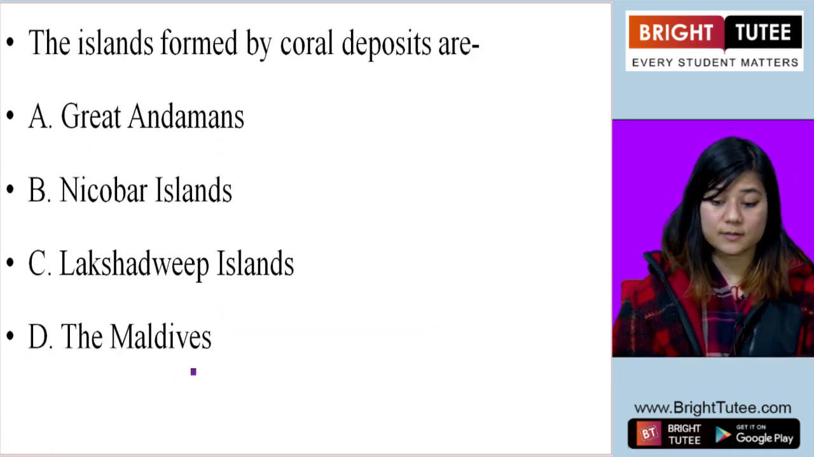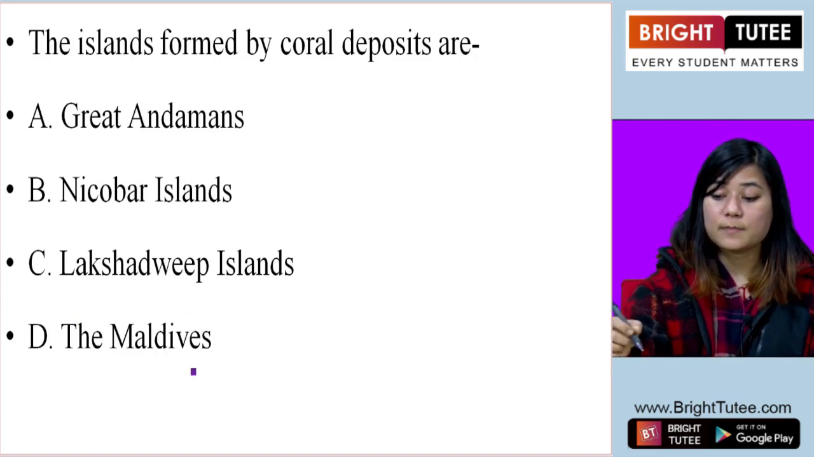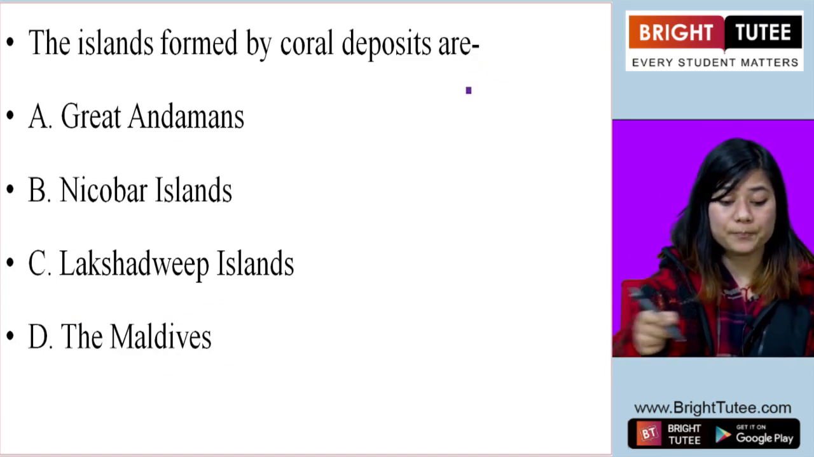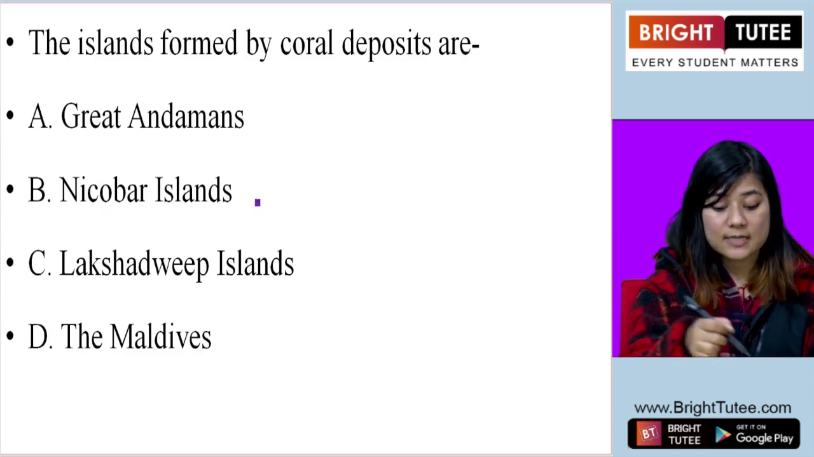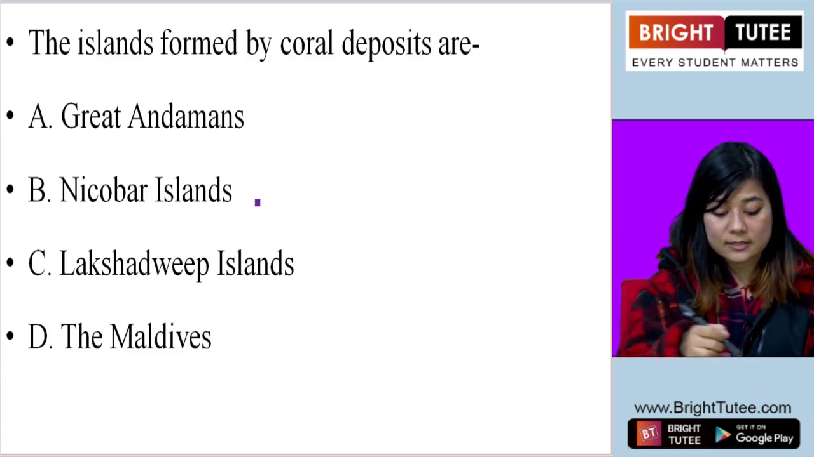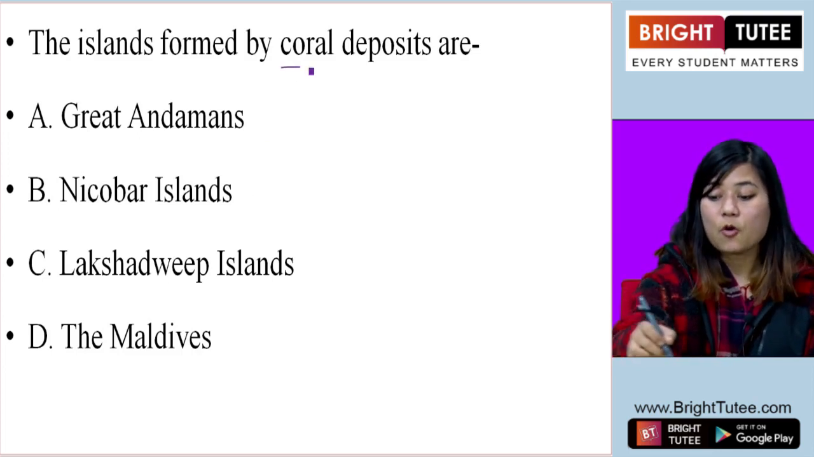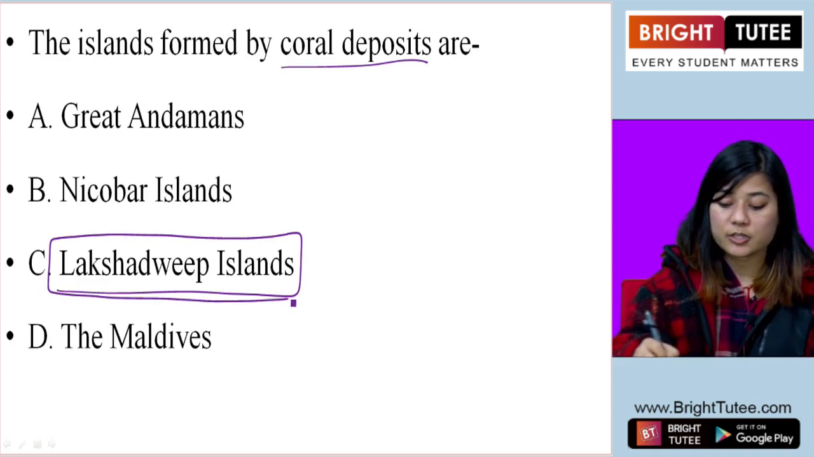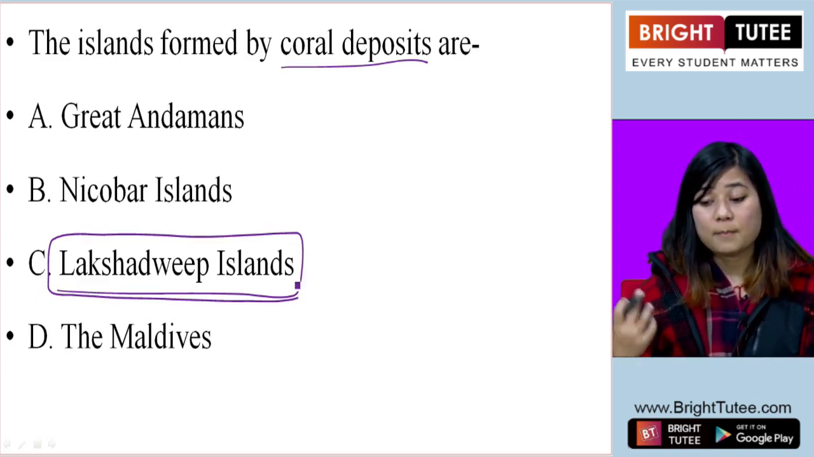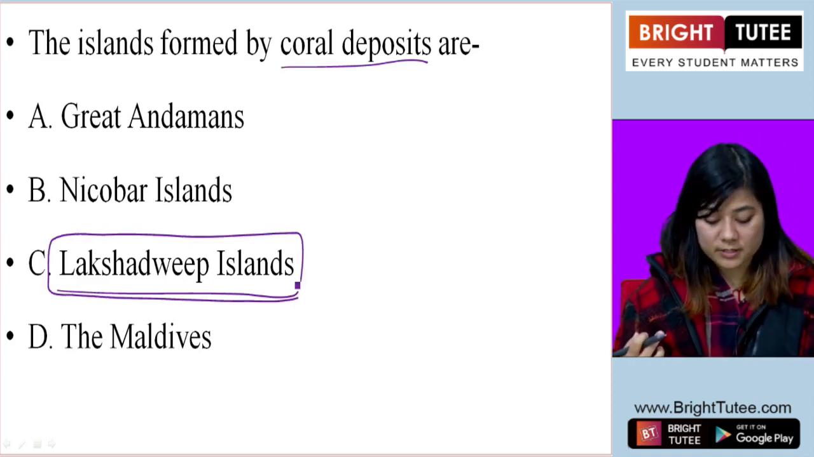The next one. The islands formed by coral deposits are: A, Great Andamans; B, Nicobar Islands; C, Lakshadweep Islands; D, The Maldives. So coral deposits means Lakshadweep Islands. The Lakshadweep Islands are formed by the coral deposits.